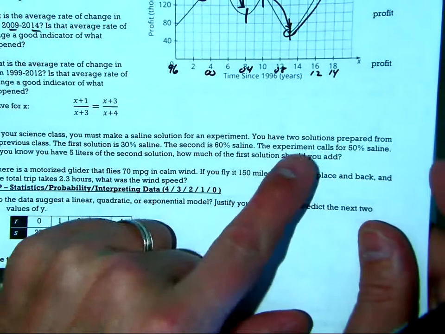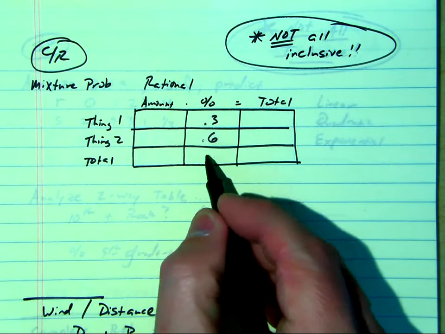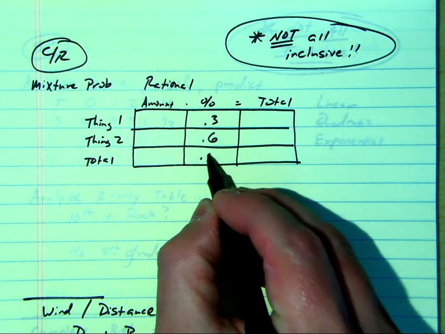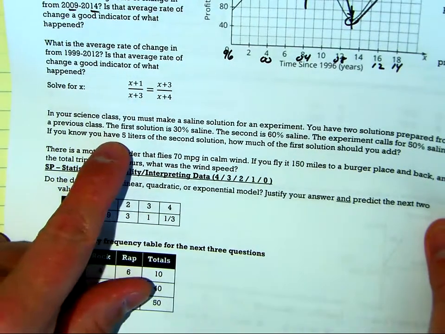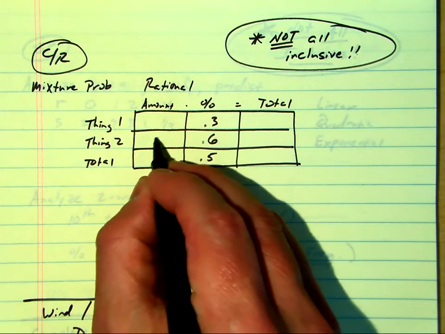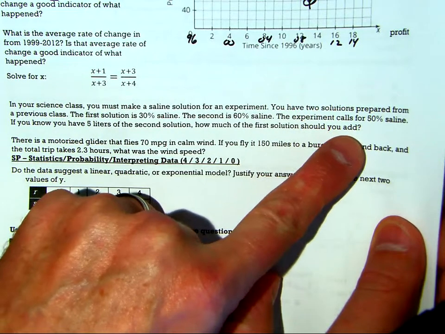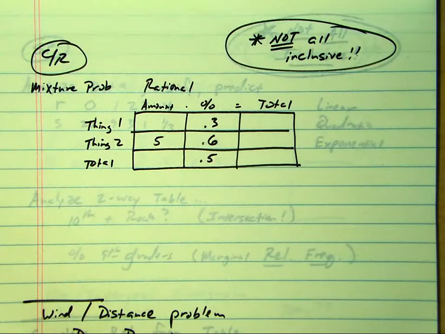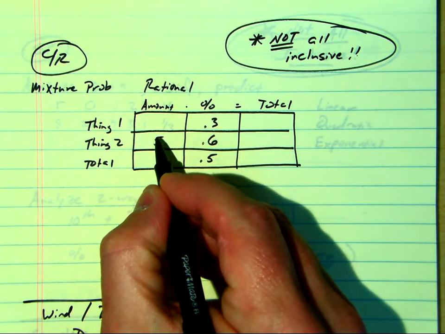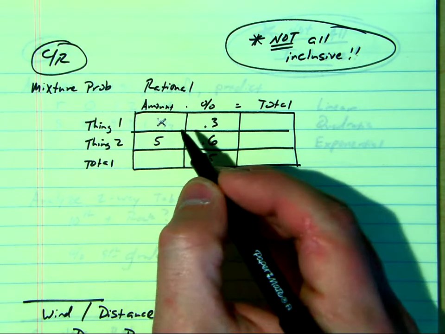Okay? The experiment calls for 50% saline. So my total, I want it to be what? What do I put here? 0.5. Okay? If you know you have 5 liters of the second solution, so what number goes here? 5. Now here's the kicker. How much of the first solution should you add? Oh, this one's the easy version. This wasn't the one that was on the final. So if I've got 5 liters of this, I don't know how much of this, so what goes here? An X. Question mark? Okay.